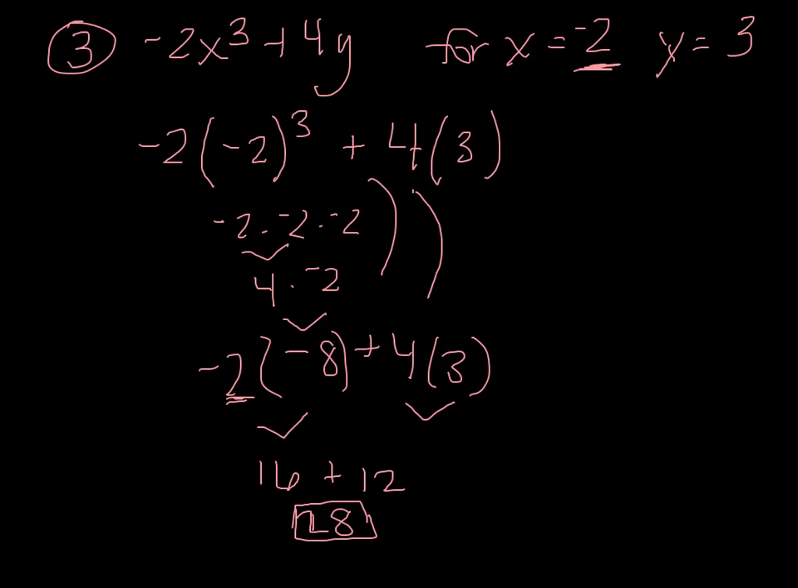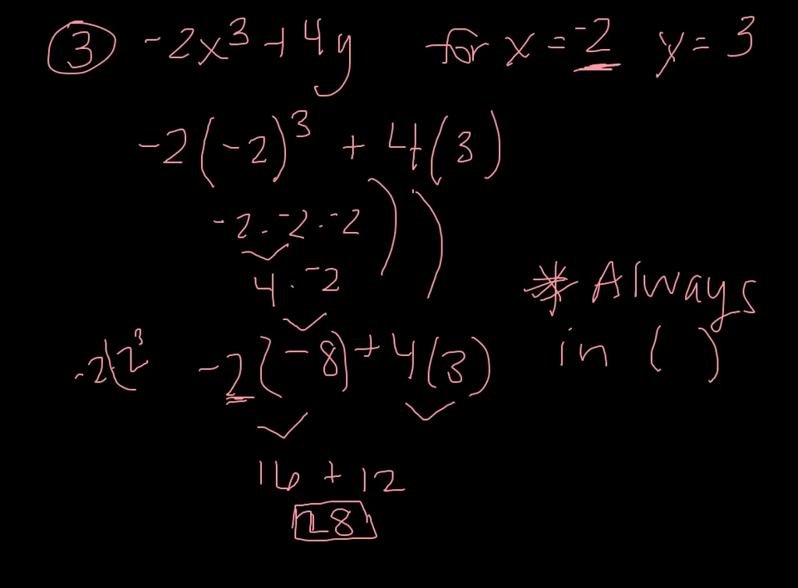So my answer for this one is 28. This is substitution. Again, remember, please write this down. Always, when you are substituting, put your variable in parentheses. Just like this, I didn't just put negative 2 times 2 cubed. I put parentheses around the number I'm putting in there. Make sure you always, always, always do this, please.